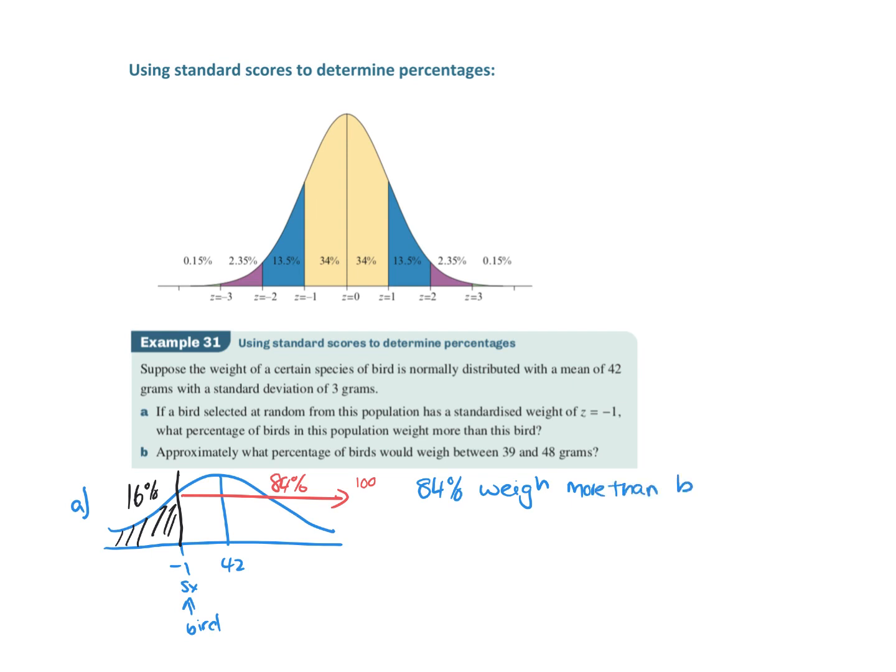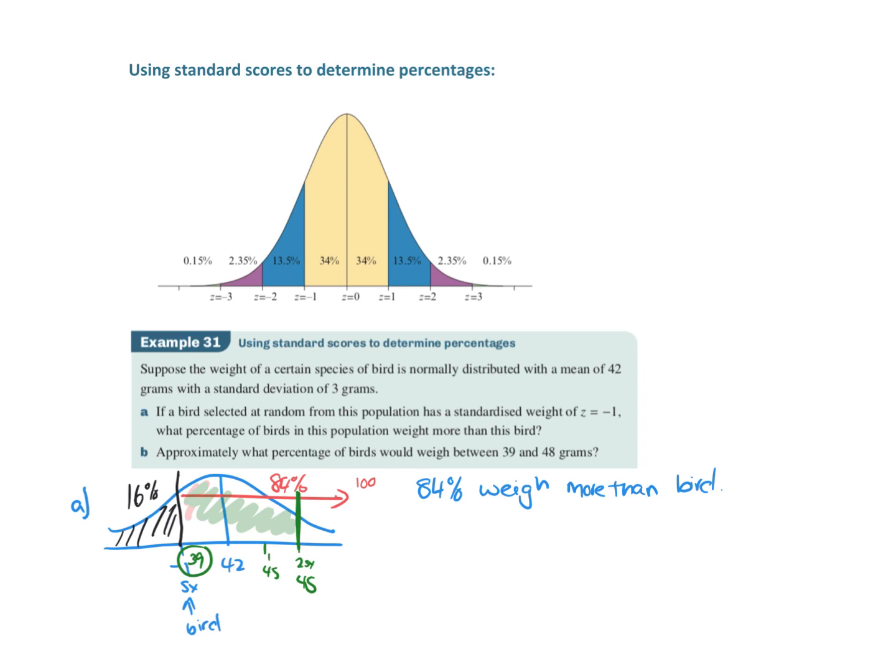Then the next question was: approximately what percentage of the birds lie between 39 and 48? So remember, they're always going to be numbers to do with a standard deviation. If I minus 1 standard deviation, which was 3, I get to 39. So here's 39. And then they said 48. If I add 1 standard deviation, I get to 45. If I add 2 standard deviations, I get to 48. So they want to know what's the percentage in here, this bit in here.